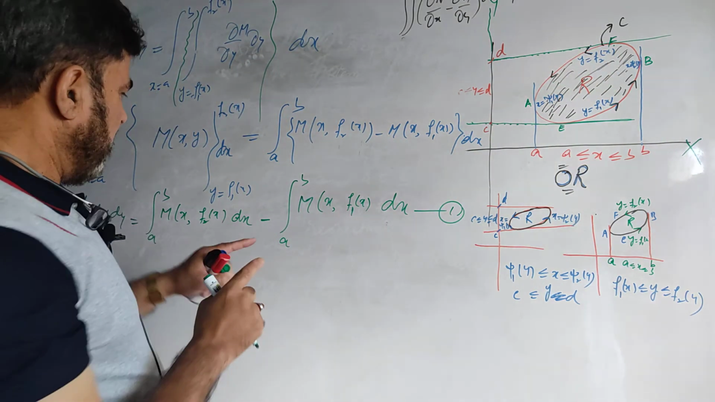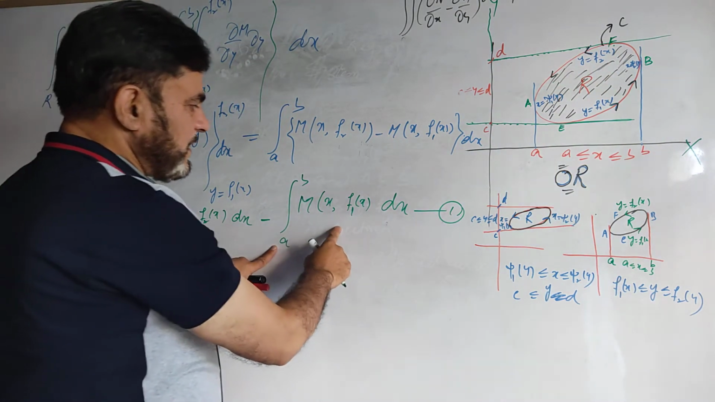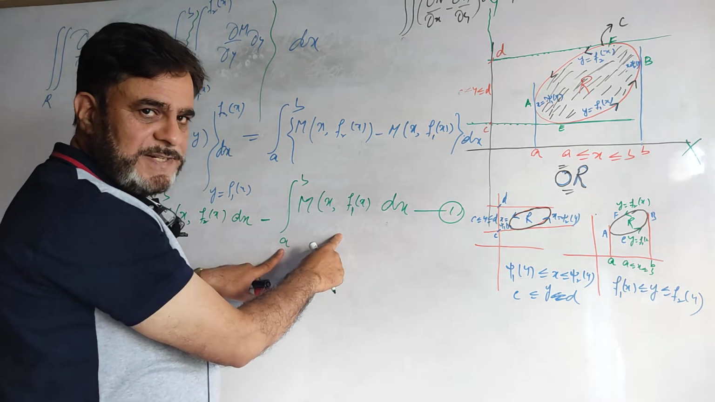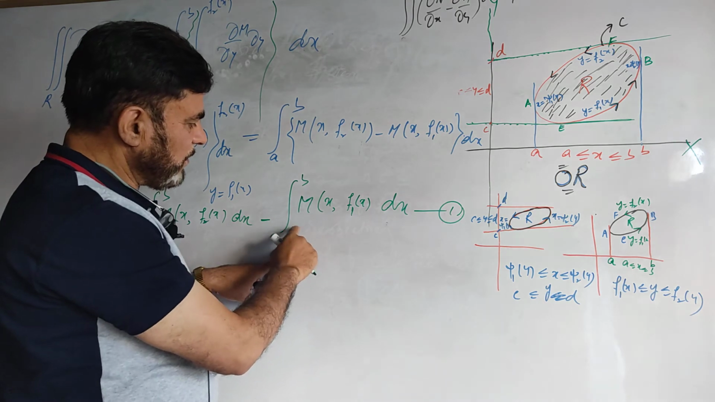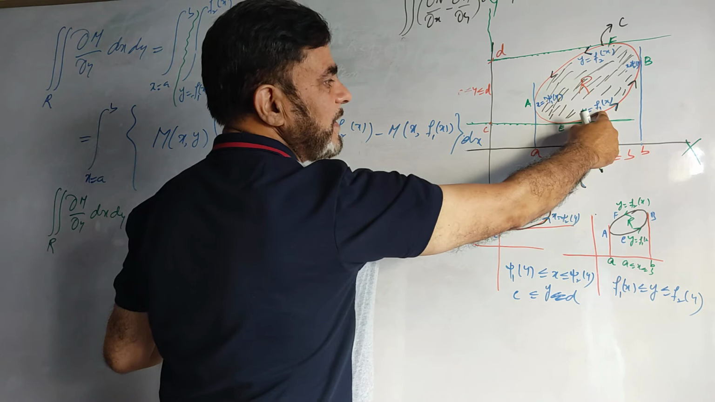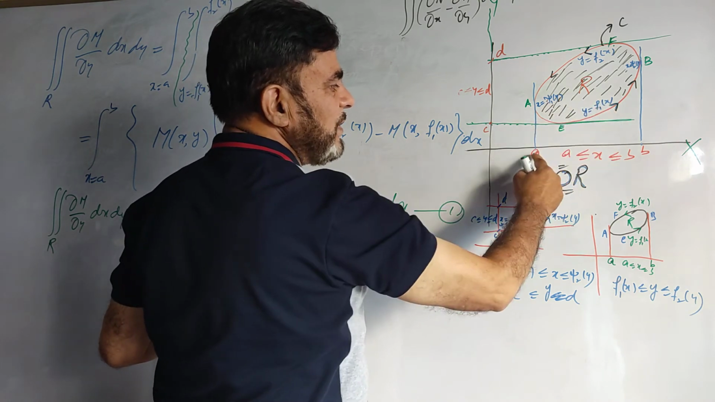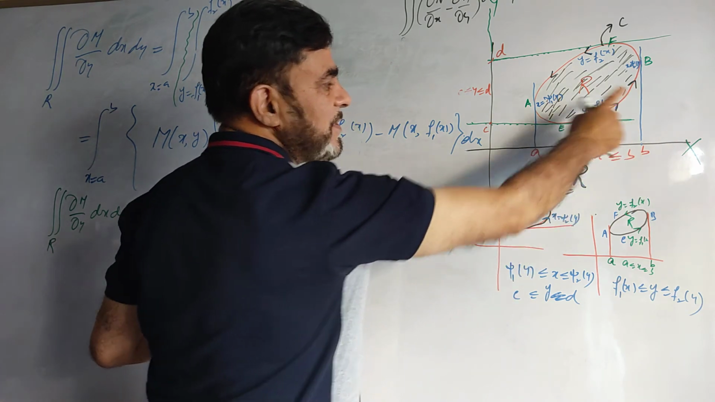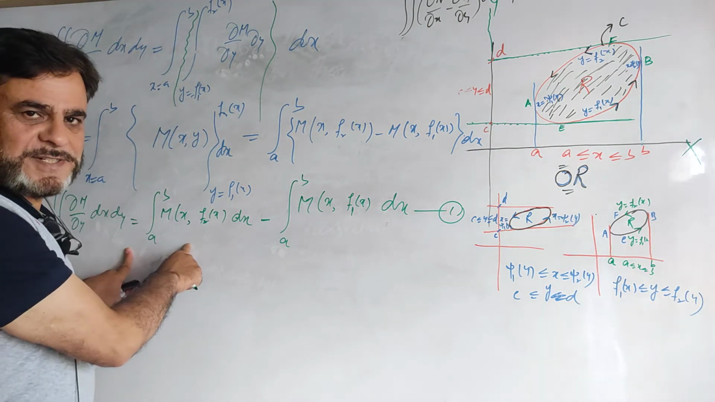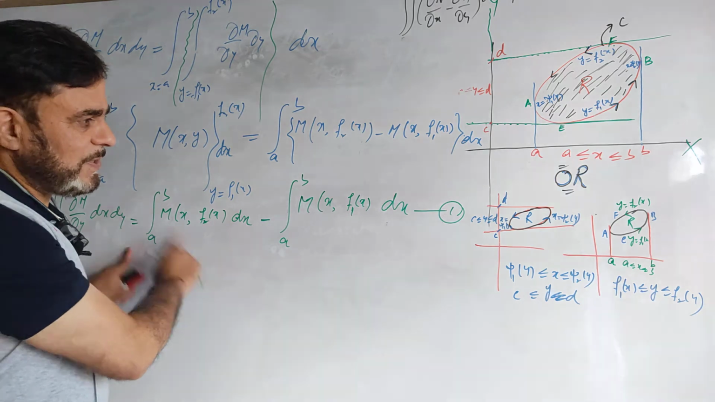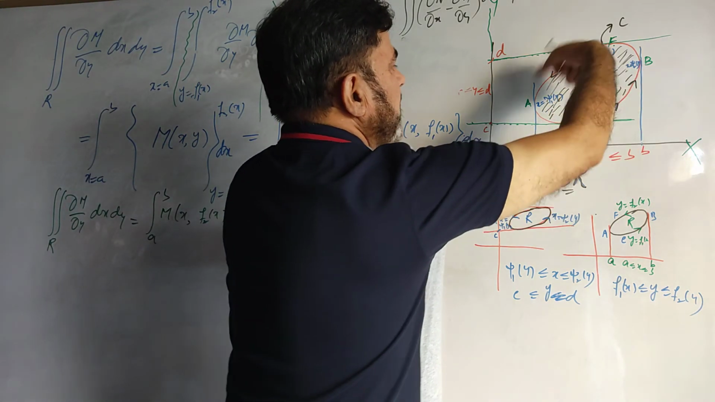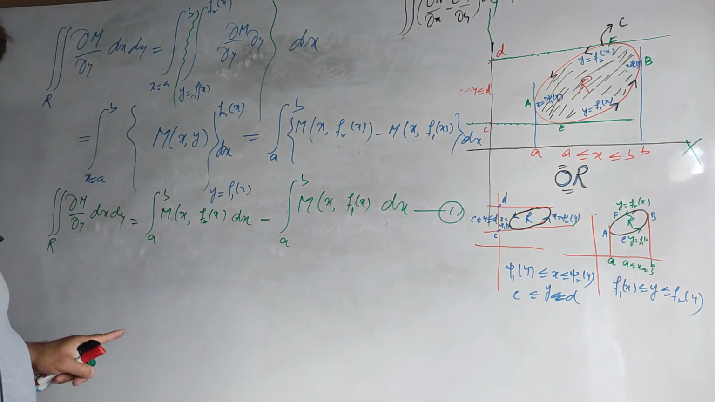Do you follow me? Now look here. The second integral of the right hand side is what? Line integral from A to B along y is equal to f1x. This is your y is equal to f1x. When you want to integrate it, you have to integrate from A to B. It is a closed path. This is okay, but the other is not okay. We have to change it because we want a positive path. So when you have to integrate this, you have to go from B to A, not from A to B. Do you follow me?